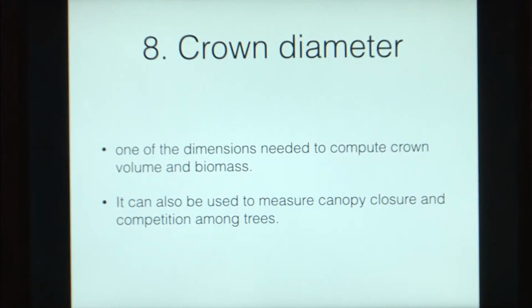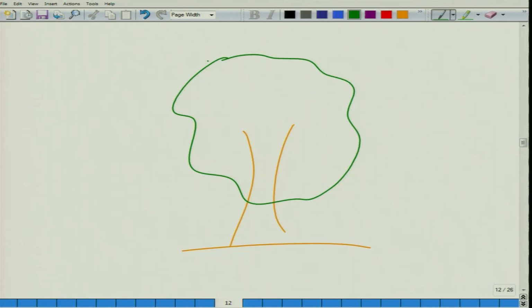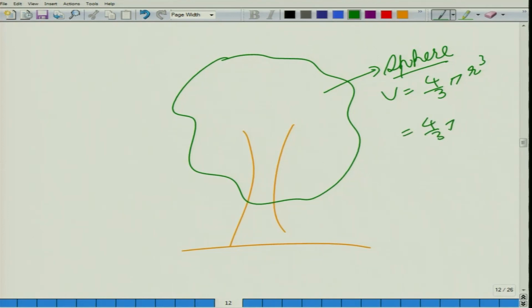The next attribute in the case of this canopy or the crown is the crown diameter. Now crown diameter is a dimension that is needed to compute crown volume and biomass. So for instance, if you considered your tree and suppose you considered its volume to be a sphere, then the volume would be given by 4/3 pi r cubed or 4/3 pi (d/2) cubed. So in this case, to calculate its volume you only need one parameter, that is the diameter.